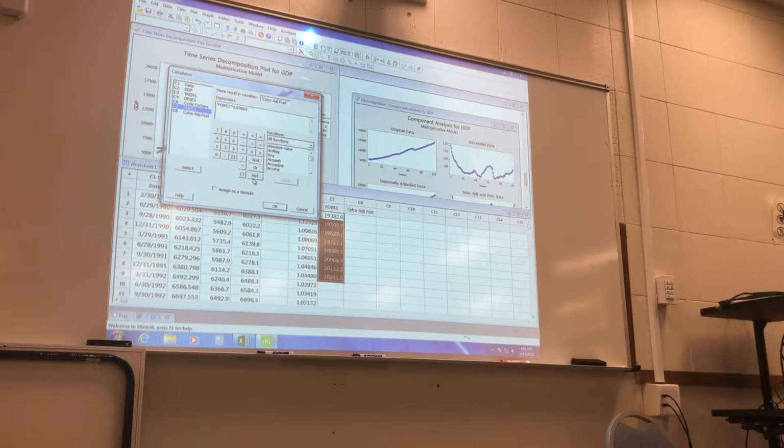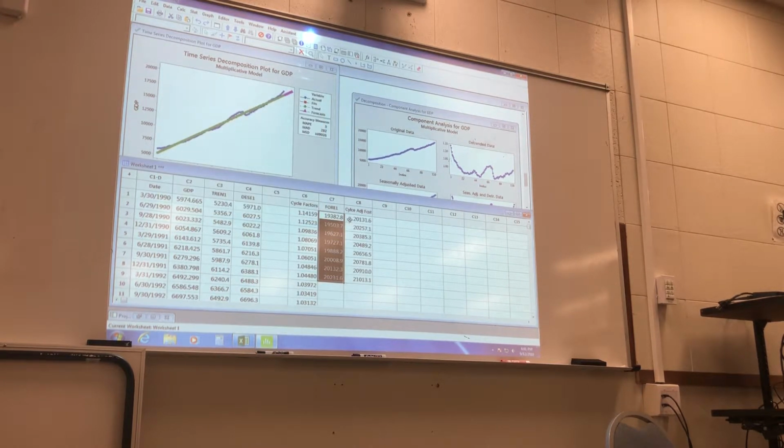So it's just a constant term. Since we don't know what the cycle is going to do, we'll just assume that that cycle is going to continue on the way it has been. And we'll select OK, and we get a cycle adjusted forecast.